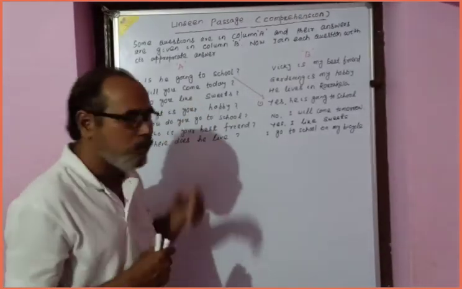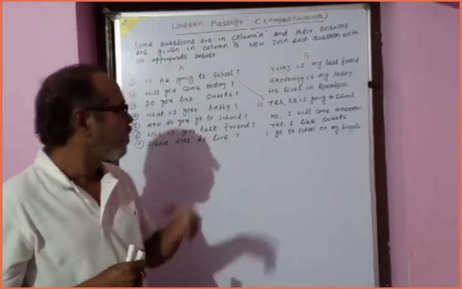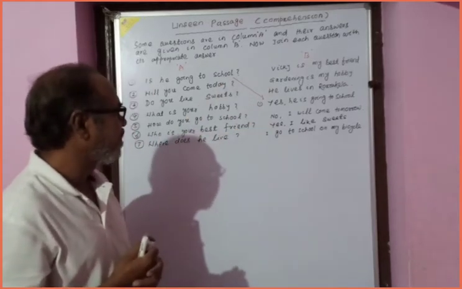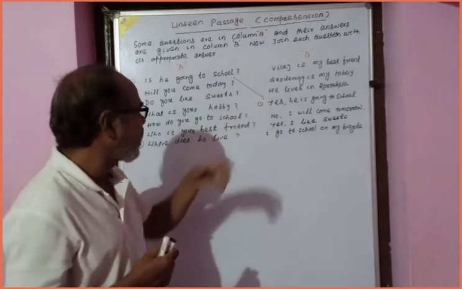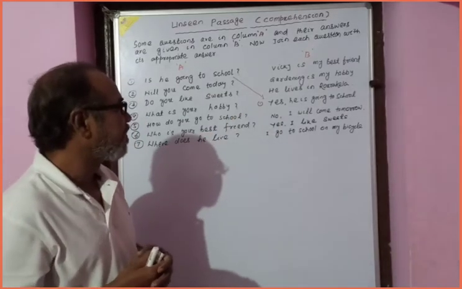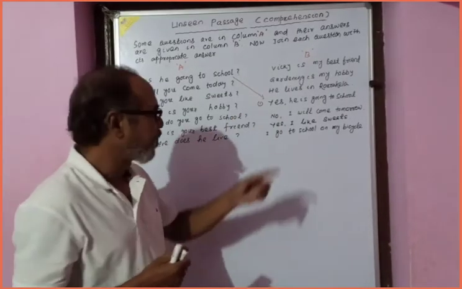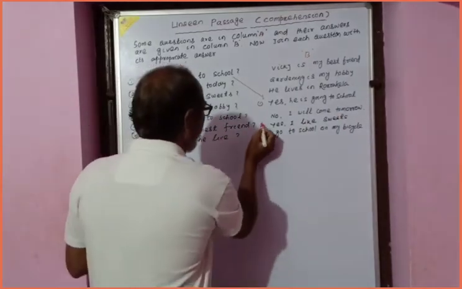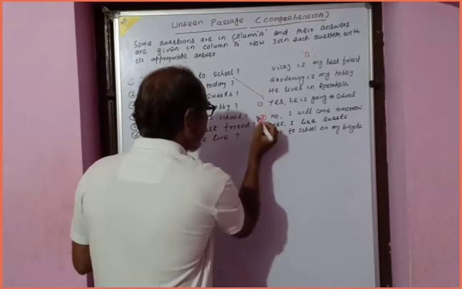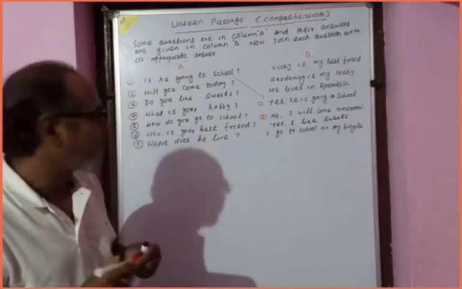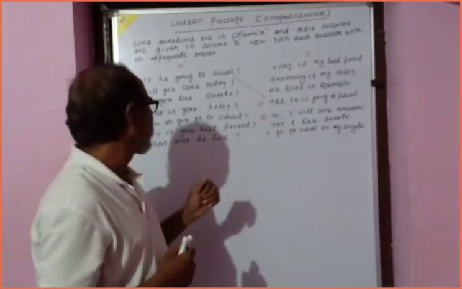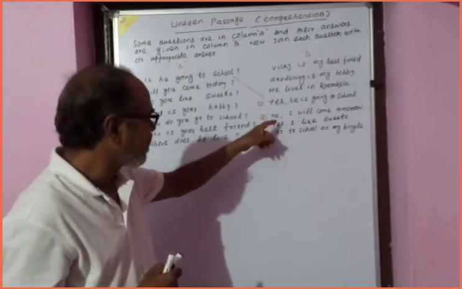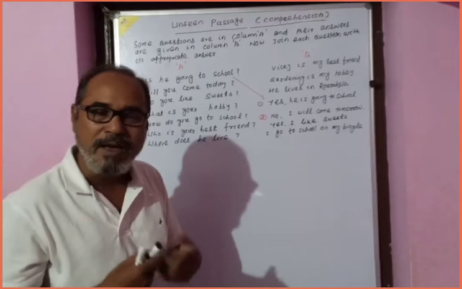Will you come today? Here, where is the answer? Will you come today? No, I will come tomorrow. Now see, here, I will come tomorrow. Here is the yes type answer. Here is the no type answer.